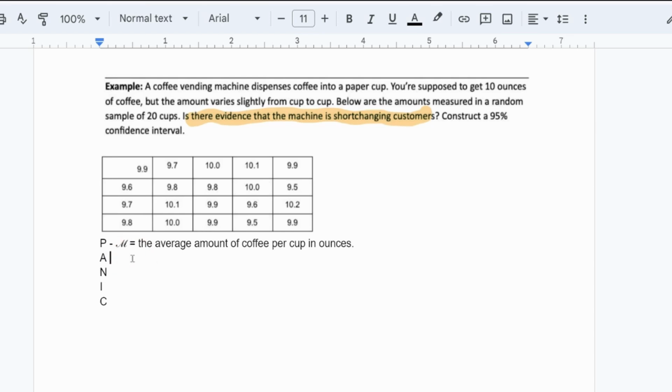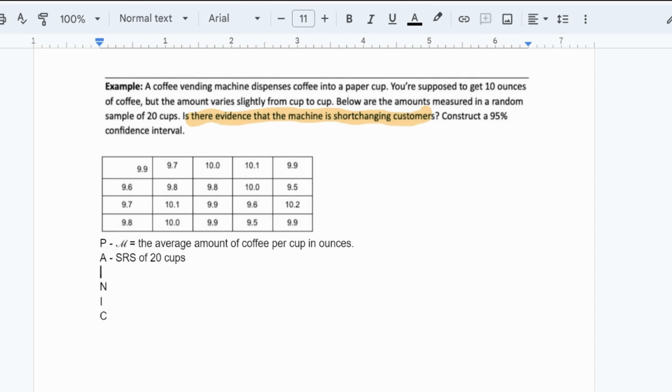Now the assumptions. First of all, we have to make sure that it's random. And if we come up here, we can see that it says a random sample of 20 cups. So we're going to write that down: SRS, which stands for simple random sample of 20 cups. There are two more assumptions we need to make sure are correct.